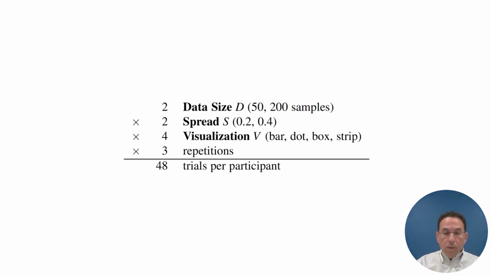Spread. We adjusted the standard deviation so that the coefficients of variation were either 0.2 or 0.4. I already mentioned that we did 4 different visualization types, and we had 48 trials per participant.